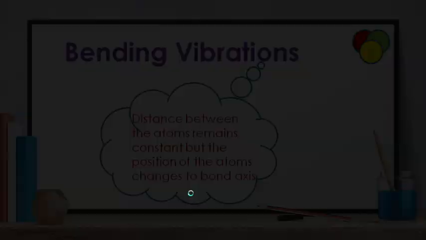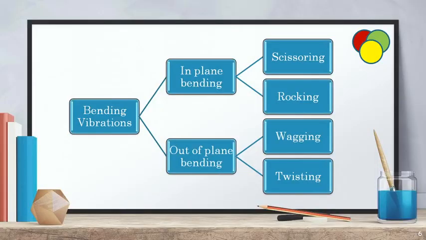So the classification of bending vibrations: bending vibrations are of two types, in plane and out of plane. In plane is scissoring and rocking, out of plane is wagging and twisting. So these are the possible molecular vibrations of any molecule in the case of IR spectroscopy. Okay, fine. Thank you.